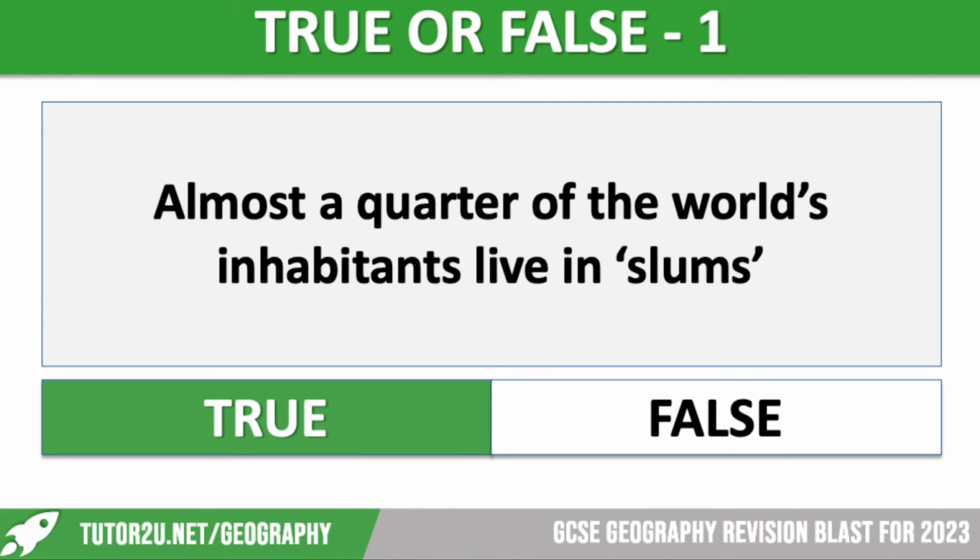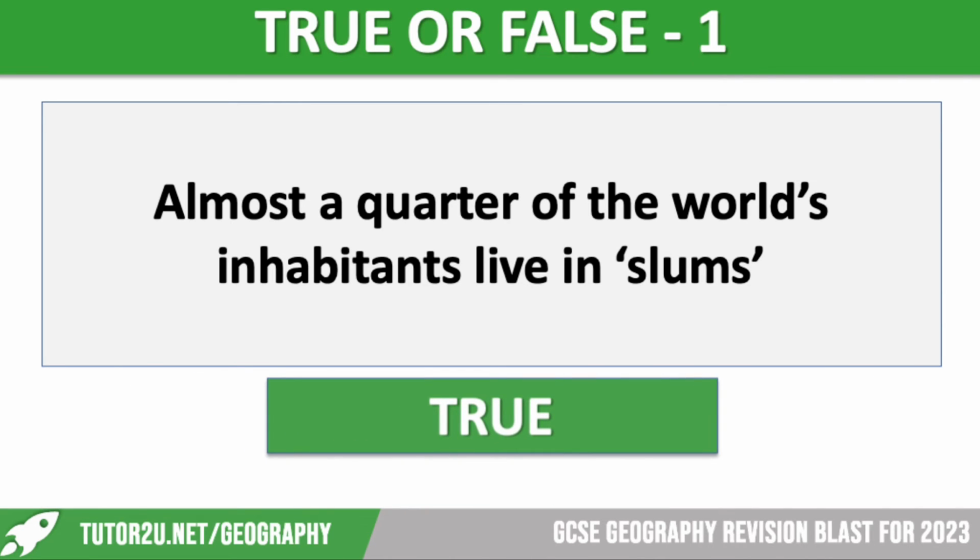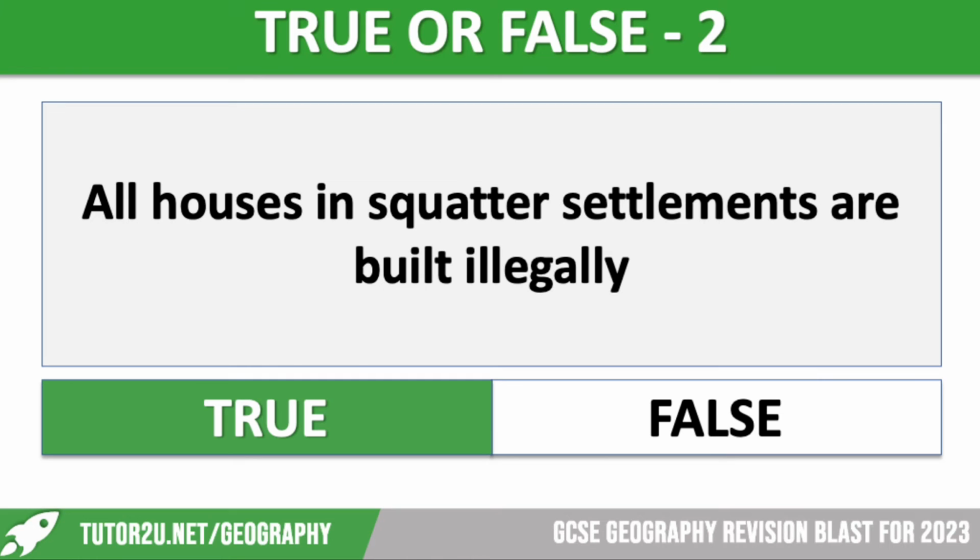Right, we're going to move on to a round of true or false. Our first statement is: almost a quarter of the world's inhabitants live in slums. Is this true or false? Let's have a look. It is true. Well done if you got that correct. Number 2: all houses in squatter settlements are built illegally. True or false?